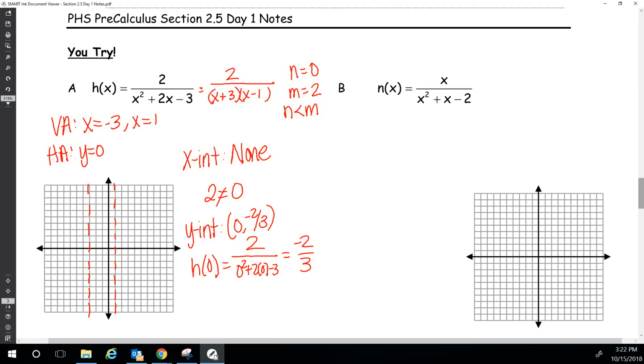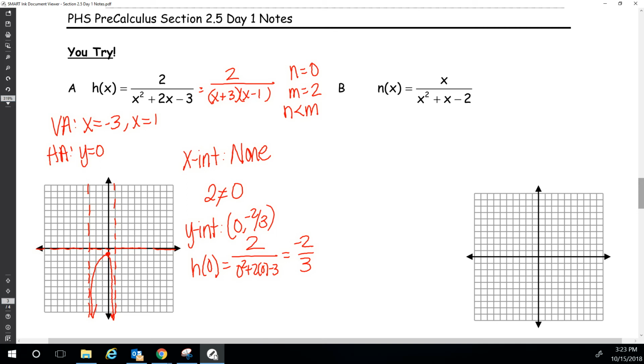I don't have it. Oh, we've got a horizontal asymptote at 0. I don't have an x-intercept, but I do have a y-intercept at negative 2/3. So (0, -2/3) would be somewhere down here. Since it doesn't cross the x-axis because I don't have an x-intercept, I know it's going to go down on both sides and get close to its asymptotes without touching.